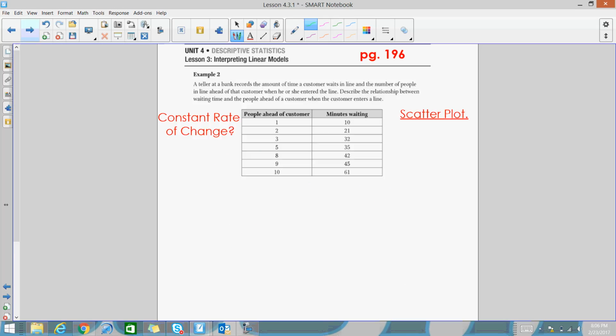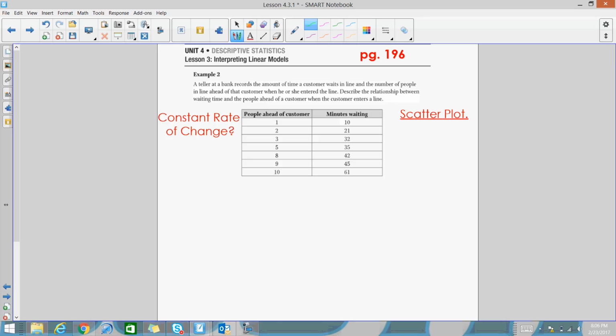Let's try one more example. Here we go. A teller at a bank records the amount of time a customer waits in line and the number of people in line ahead of the customer when he or she enters the line. Describe the relationship between the waiting time and the people ahead of the customer who enters the line.